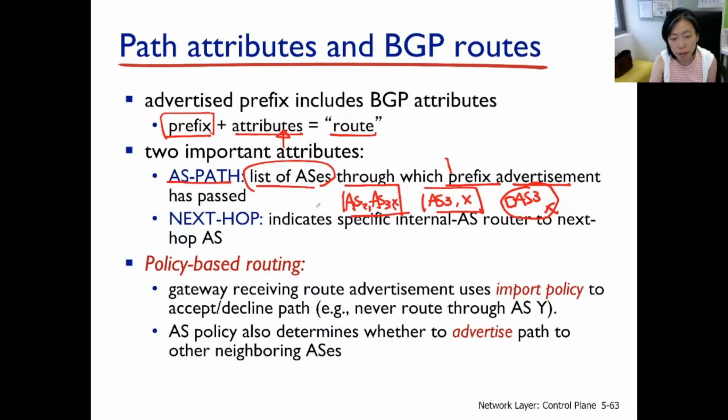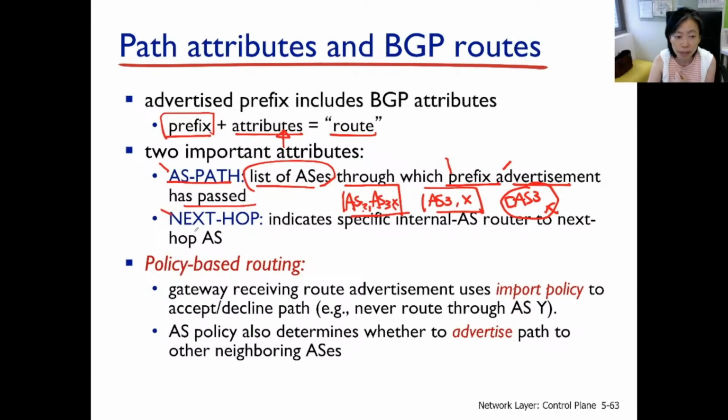Okay. So now AS2's neighboring AS receiving such an advertisement will then discover a path to go from AS2, AS3 to destination X. So that is the list of ASs through which the prefix advertisement has traversed. That is the AS path, one and the most important part in the attribute set.